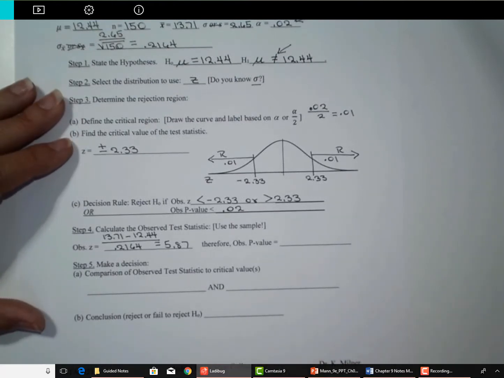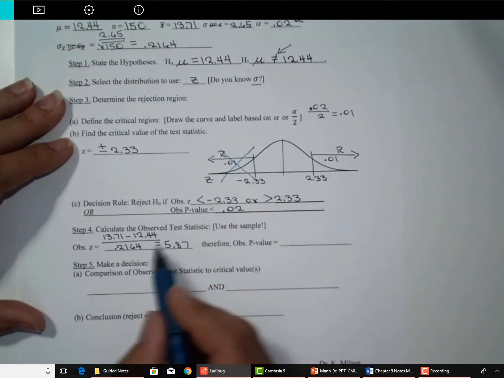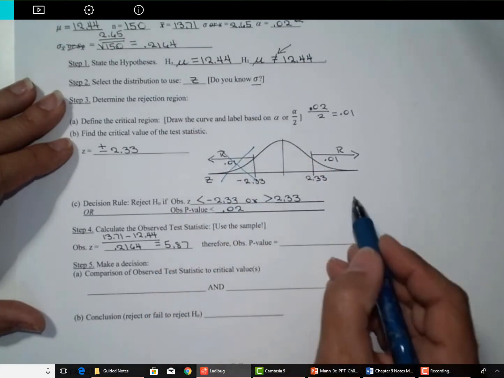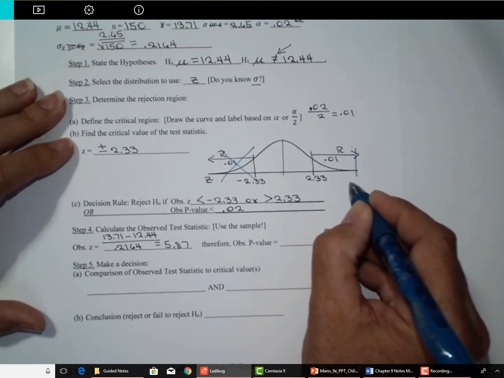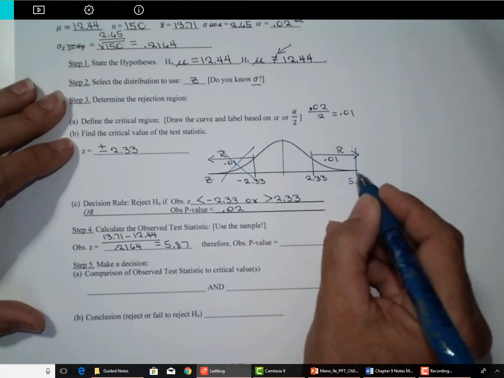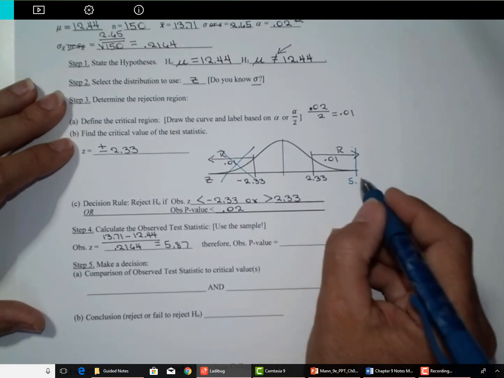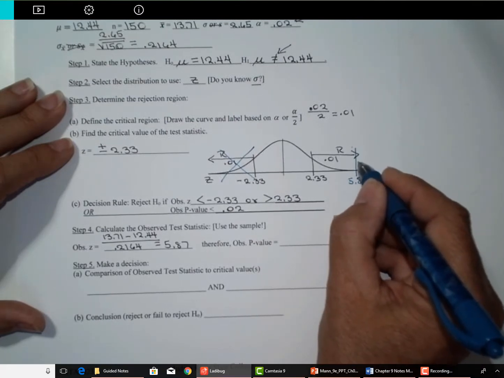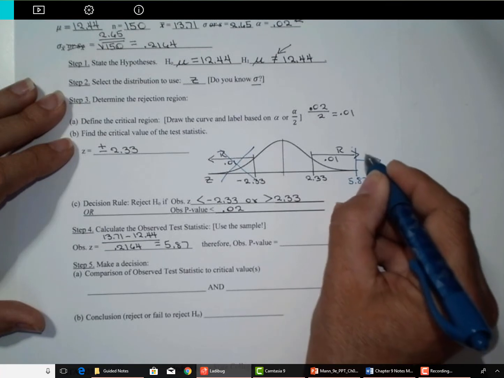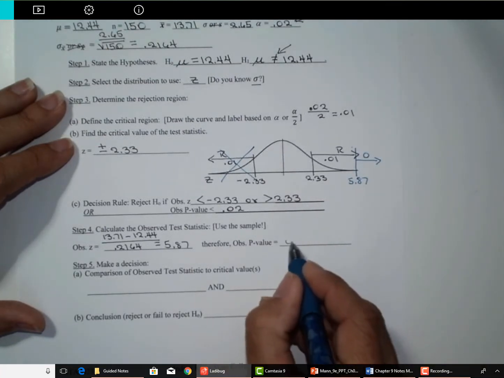So my observed z is way over here. I don't need this side of my test because my observed z didn't fall into the negative range. It's over here in the positive, and look, it's way over here. Remember that once I get past 3 standard deviations or 3 z's, everything out in the tails is practically 0 anyway. So when I've got 5.87, what's past it is 0. The observed p-value is therefore 0.